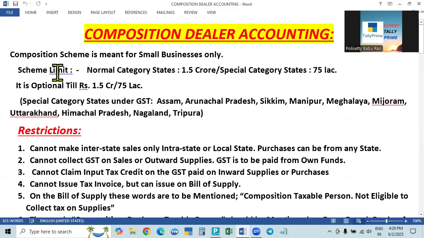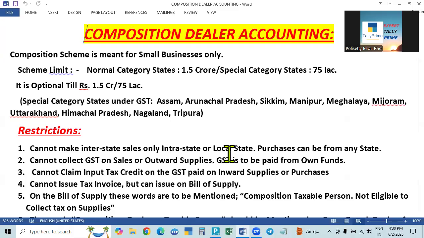Composition scheme is meant for only small businesses. For registration, either regular or composition, the threshold limit is 40 lakhs or 20 lakhs depending on the state. In Andhra it is 40 lakhs if the dealer deals only in goods. If there is service also, either only service or goods and services, then the limit is 20 lakhs. In Telangana, it is 20 lakhs. The central government increased it to 40 lakhs in many states. That is the minimum turnover required for registration.